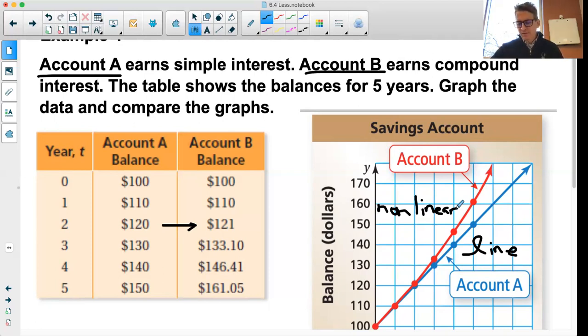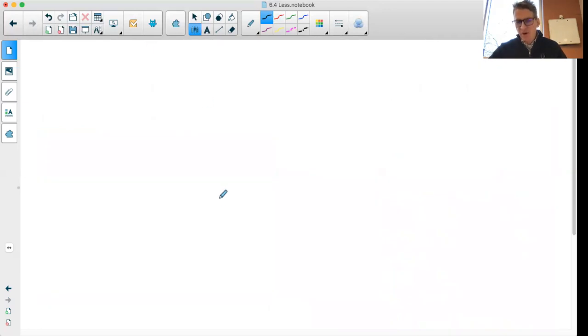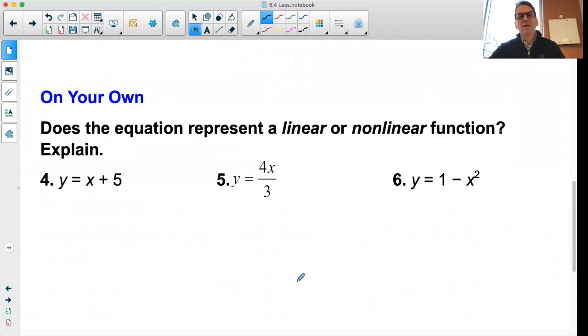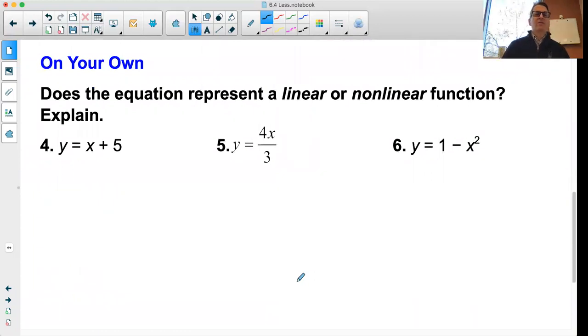All right, to finish this lesson, it's pretty quick. We're going to do numbers 4, 5, and 6 on page 269, which is on your own. What it says is: does the equation represent a linear or nonlinear function? So we're looking for slope-intercept. If it's slope-intercept, we can consider it linear. We're looking for a constant rate, and we're looking for an intercept.